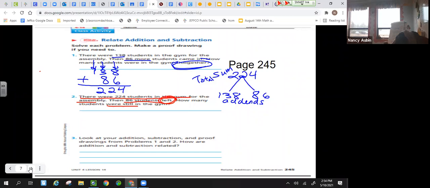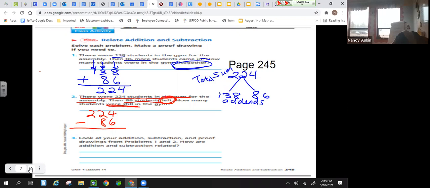Well, you have 224 in the gym. 86 of them leave. I want to know how many are still there. What am I going to do? 224 minus 86. Why are we subtracting for this one? Because it says then 86 students leave. That's your key word. But now we have to subtract, because it's asking how many students are still in the gym.